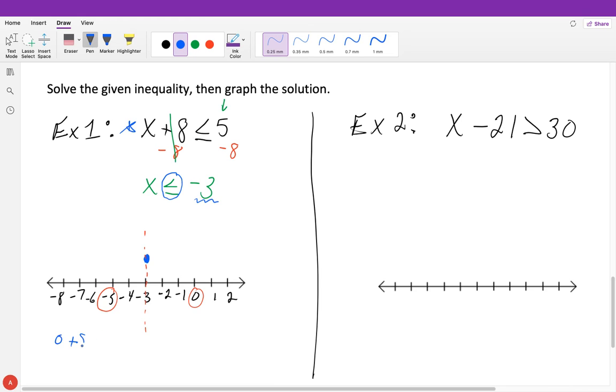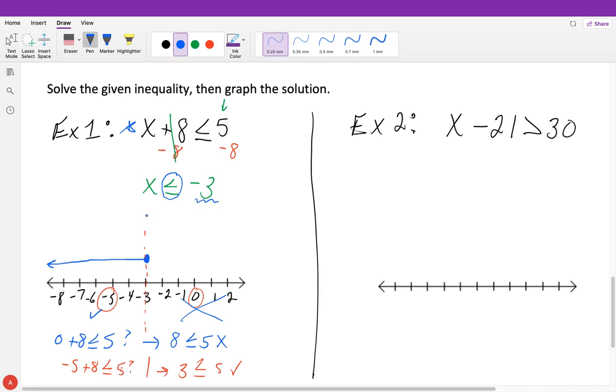So we'll see, is 0 plus 8 less than or equal to 5? Well, 0 plus 8 is 8, and 8 is not less than or equal to 5. So we know that this region is not going to be our solution. Then we'll plug in -5. Is -5 plus 8 less than or equal to 5? Well, -5 plus 8 is going to give me 3, and 3 is less than or equal to 5, so that does work. So that means this side of the region is a correct answer, so all of them will be, and my graph will go to the left. The only number that you can never pick is the number that's splitting your region up, so we'll never pick 3, or -3 in this case.